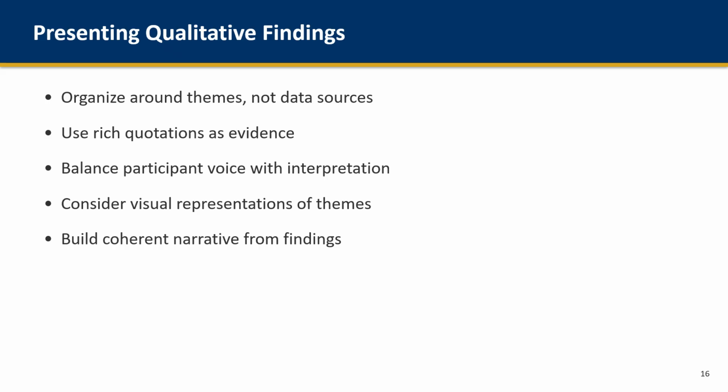Consider visual representations of themes. Diagrams, models, and figures can capture relationships between themes that narrative alone struggles to convey. If your findings involve a process, sequence, or structure, visual representation may communicate more effectively than text alone.